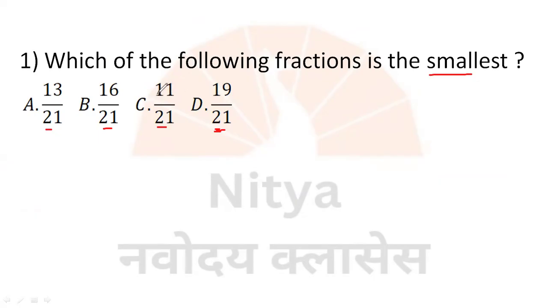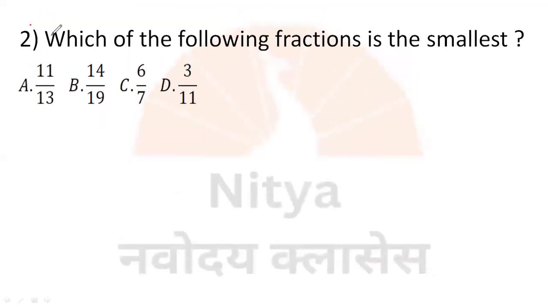Here the smallest is 11 by 21. So when like fractions are there, we have to check out the numerators; whichever is the smallest numerator, that is our smallest fraction. Okay, so option C, 11 by 21, is the answer. Okay, next one.